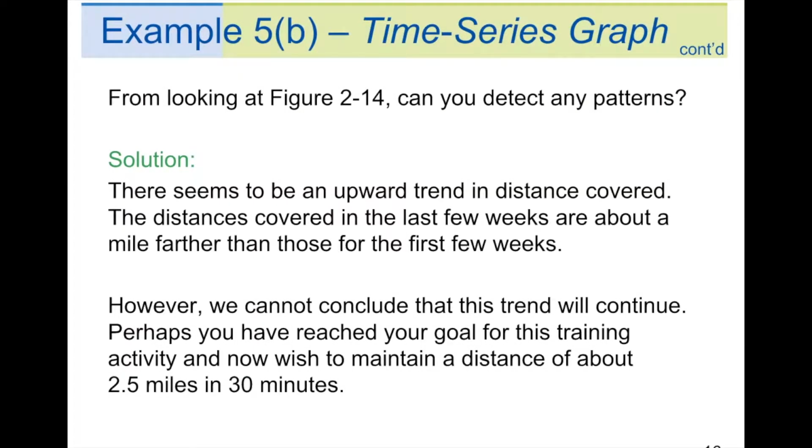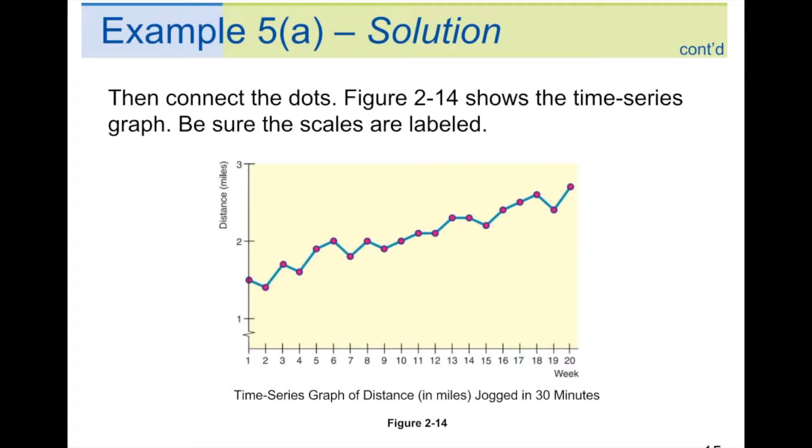From looking at the figure, can you detect any patterns? There seems to be an upward trend in distance covered. The distances covered in the last few weeks are about a mile farther than those over the first few weeks. However, we cannot conclude that this trend will continue. Perhaps you have reached your goal for this training and now wish to maintain a distance of about 2.5 miles in 30 minutes. So going back to the graph, sometimes you go up, but sometimes you go down.